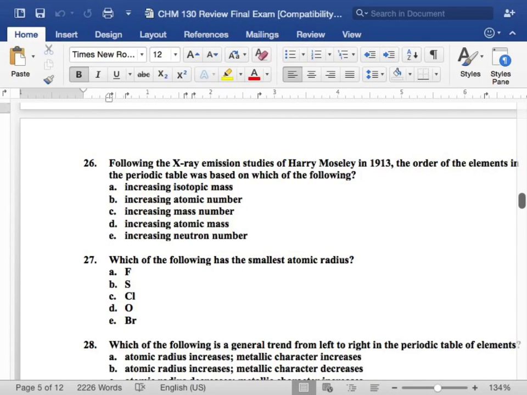This is as close as you get to a history question. Following the X-ray emission studies of Harry Moseley in 1913, the order of the elements in the periodic table was based on which of the following? Okay. So all you should really read is order of the elements in the periodic table. As we move from hydrogen to helium, what happened? Atomic number increases and atomic mass increases. If we go through and check, we'll notice the atomic number and the atomic mass both increase for most elements on the periodic table. Okay?